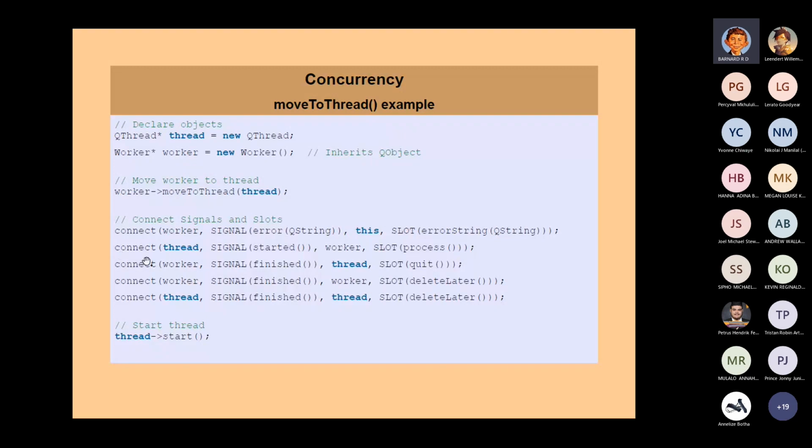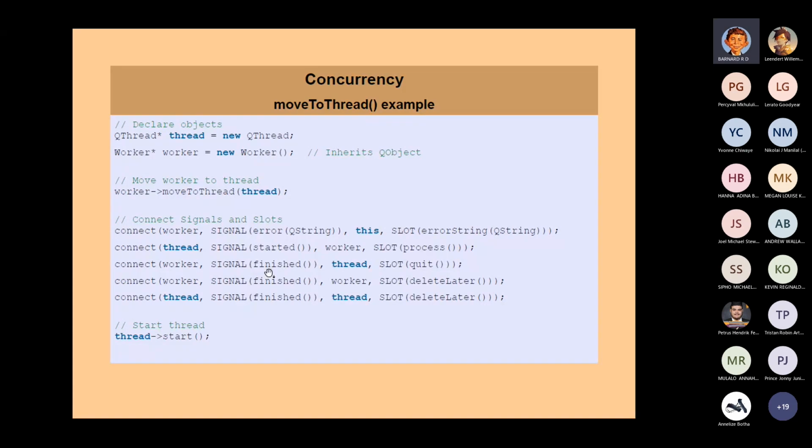But the important ones are you connect the thread's started signal to a slot in your worker, which doesn't have to be called process. It can be called process or start or run or something, but that is basically where execution starts in your worker object. So you get your thread's started signal to connect to a slot, which is often called process or start or run in your worker, and that is where execution of the worker begins.